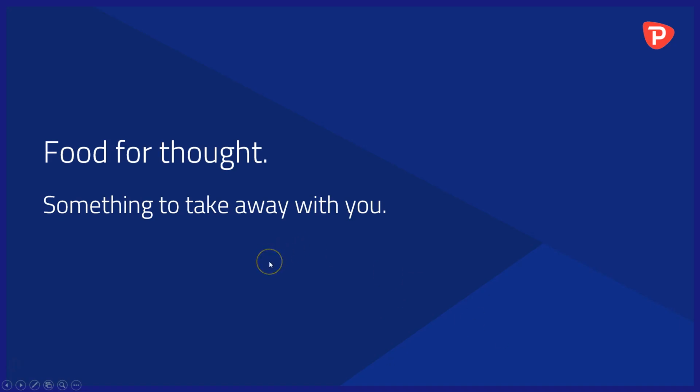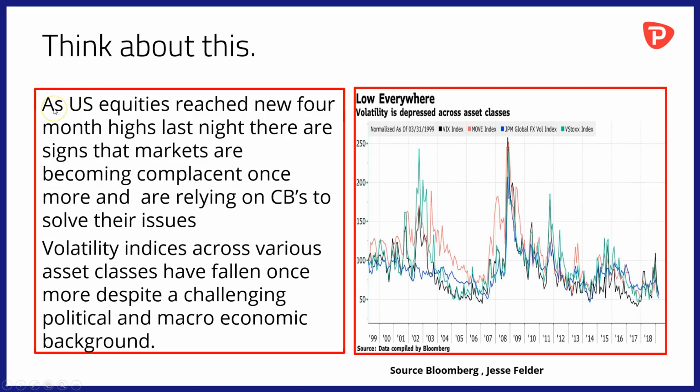Okay then, food for thought and something to take away with you into the trading day and beyond, and why not think about this? As US equities reached new 4-month highs last night, there are signs that the markets are becoming complacent once more, and are once again relying on central banks to solve their issues for them. Volatility indices across various asset classes have fallen once again, despite a challenging political and macroeconomic background. I don't think we need to list off too many issues, but obviously trade talks with China, the uncertainty around Brexit, the slowing European economy, etc., etc. It seems strange that volatility indices should be moving lower again, but you can clearly see they are.